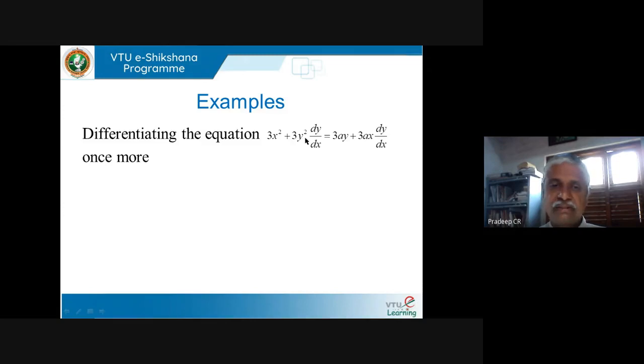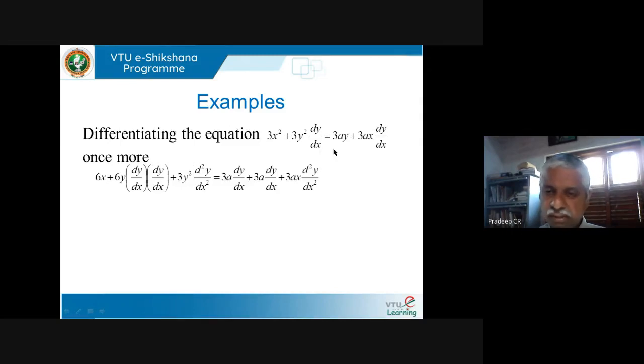I made a mistake here. Differentiating this equation, I get this, correct? There's nothing wrong in this. So I just recall this equation. 3x square, if you differentiate with respect to x, I'll get 6x. Then differentiate 3y square dy by dx.